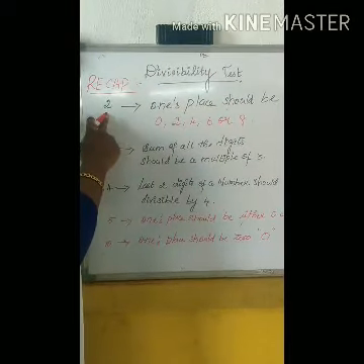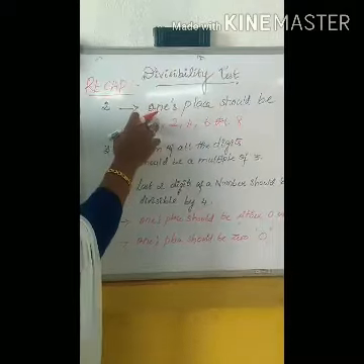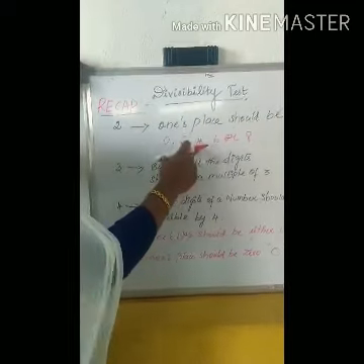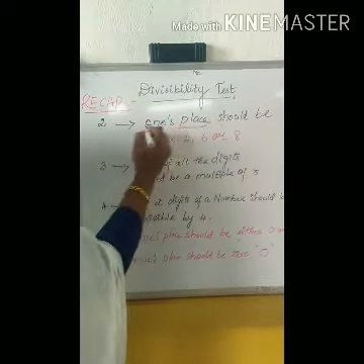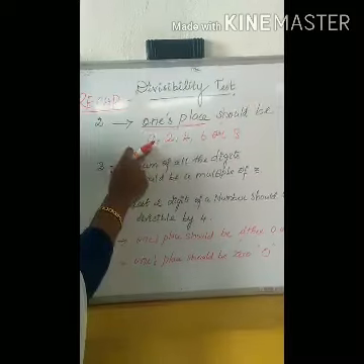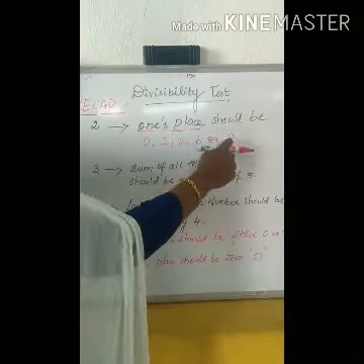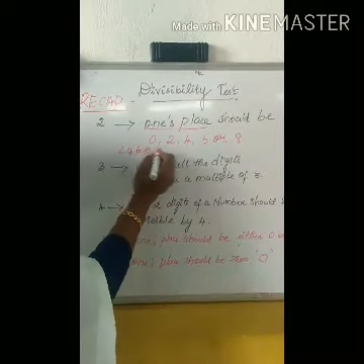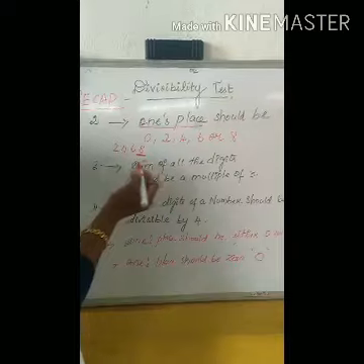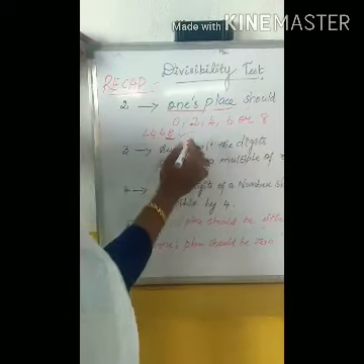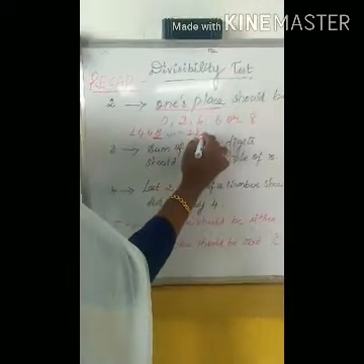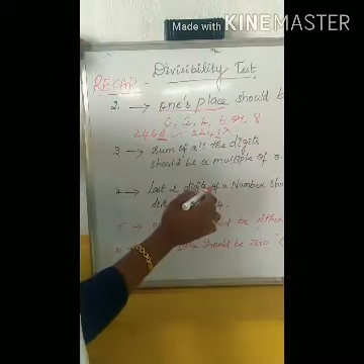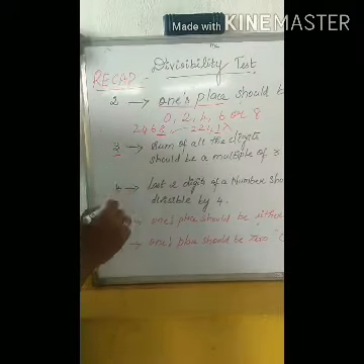When we say the number is divisible by 2, we can check the ones place of it. If the number has either 0, 2, 4, 6 or 8 in its ones place, then we say that the number is divisible by 2. For example, 2468: the ending digit, that is the ones place, is 8, so this number is divisible by 2. Suppose the number is 2241, here the ones place is 1, so this number will not be divisible by 2.